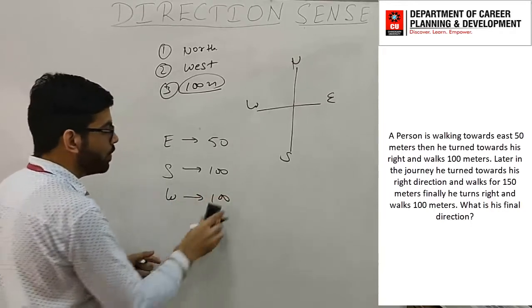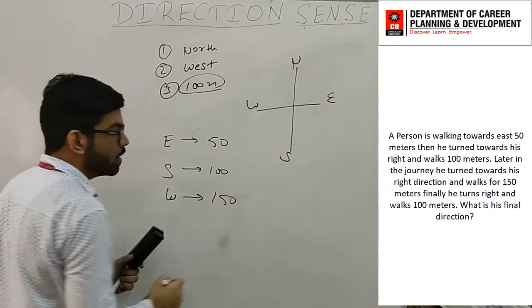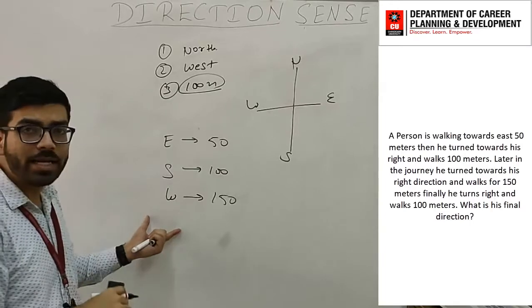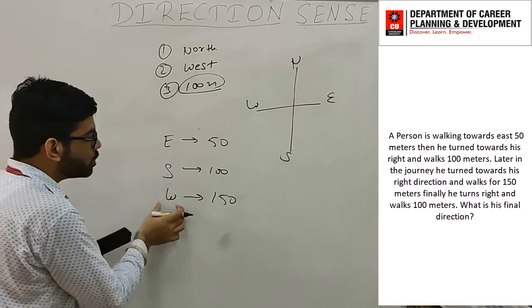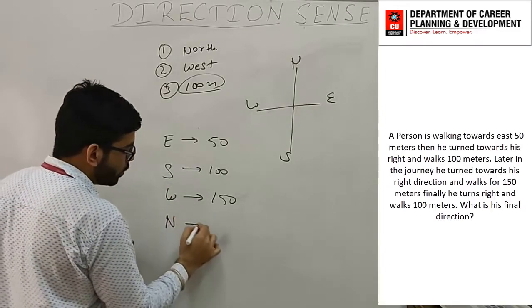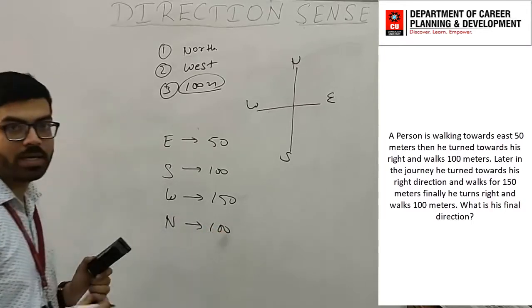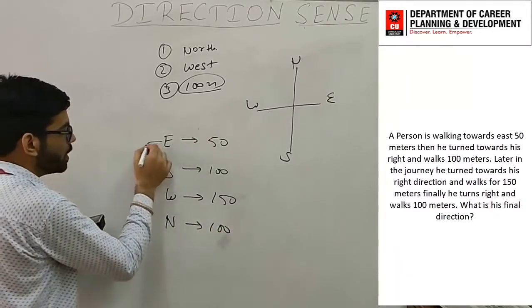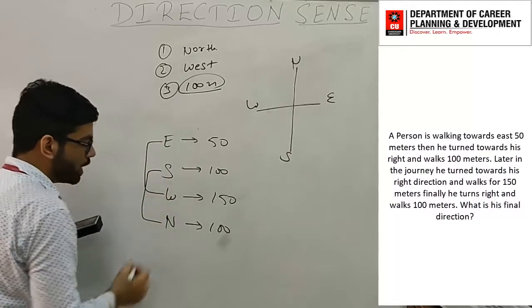Distance is 150 meters. Now next part, again he turned his right and walked 100 meters. So west to right is your north, and distance was 100 meters. Now analyze the thing. You have to subtract east and west, south and north.